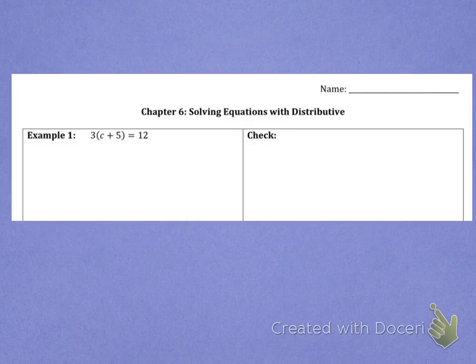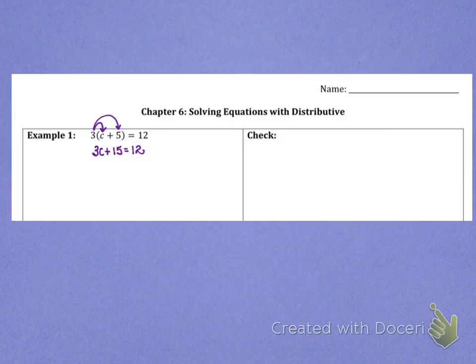You may notice that we have a number outside of a set of parentheses, and that should be an indication to you that we're doing distributive. Remember that when you do distributive, I want you to draw the arrows to show me that you remember you're multiplying 3 times c to get 3c, and 3 times 5 to get 15. So the 3 gets multiplied by both of the terms, c and 5, in the set of parentheses.